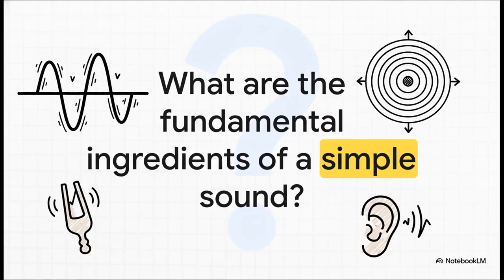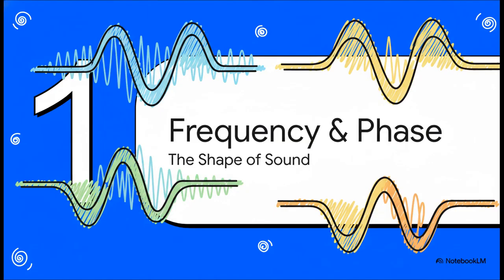To really get a handle on the physics of sound, we need to start with the most basic sound there is, what we call a pure tone. So what makes it tick? What are its essential ingredients? Let's break it down. Okay, first up, we're going to look at the two properties that define the actual shape and rhythm of a sound wave as it zips through the air, and those are its frequency and its phase.